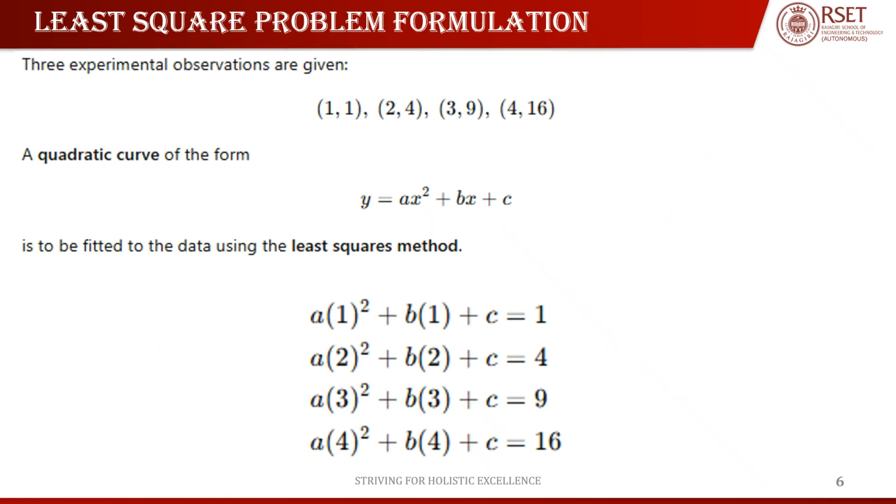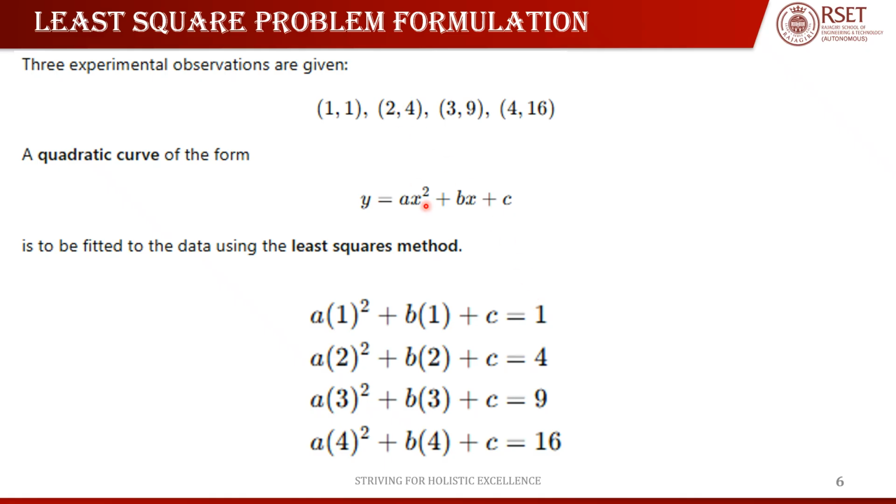Now let's do another problem. So 3 experimental observations are given here. It's not 3, in fact it's 4, right? A quadratic curve of the form y is equal to ax square plus bx plus c is to be fitted to the data using the least square method. So we are given x and y, we'll just form the equations first. Here the x value is 1, so the first one will be a plus b plus c is equal to the y value 1, so you have this equation.